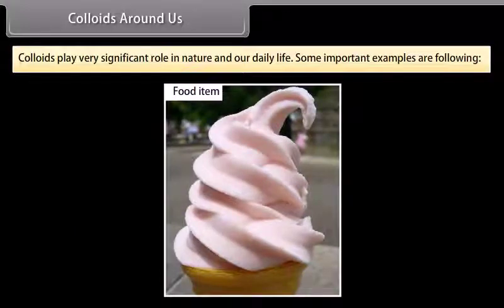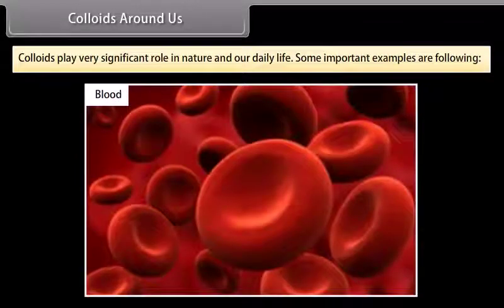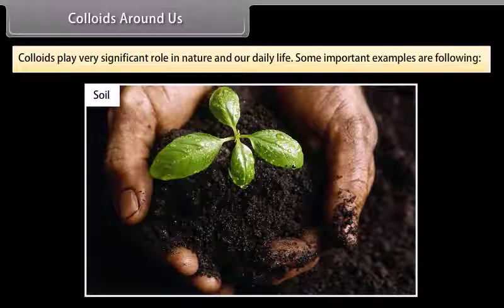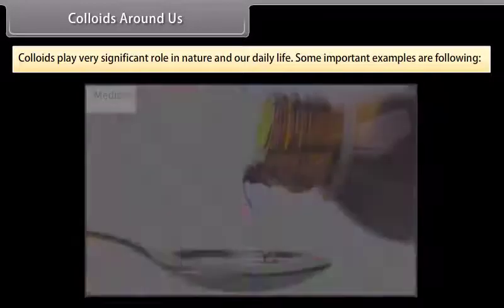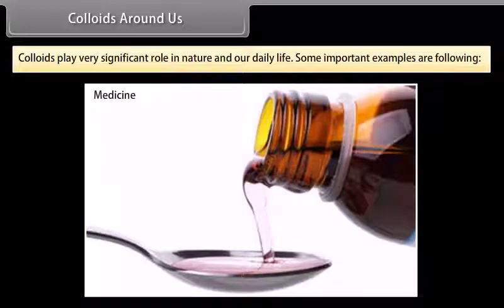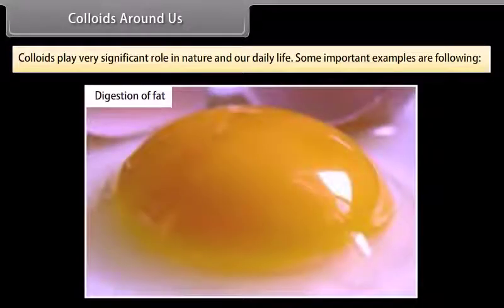Food items. Most of the food items are colloidal in nature. Blood. It is a colloidal solution of an albuminoid substance. Soils. Fertile soils are colloidal system, and on account of their colloidal nature, soils absorb moisture and nourishing materials for plants. Paints. All paints are colloidal dispersions of solid pigments in a liquid medium. Medicines. Many medicines are colloidal in nature. The medicines in colloidal form are easily absorbed by body tissues and are more effective. Digestion of fats. The digestion of fats is aided by emulsification.